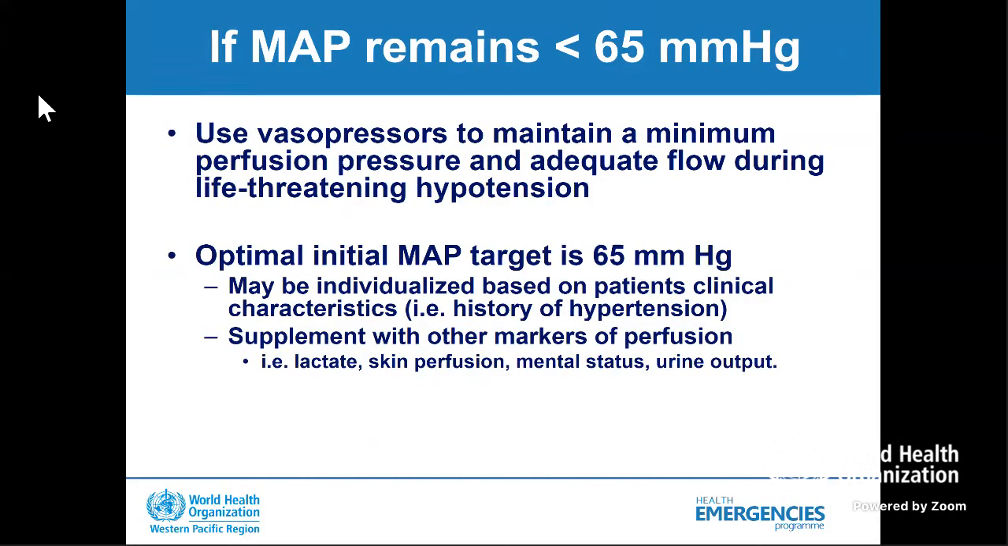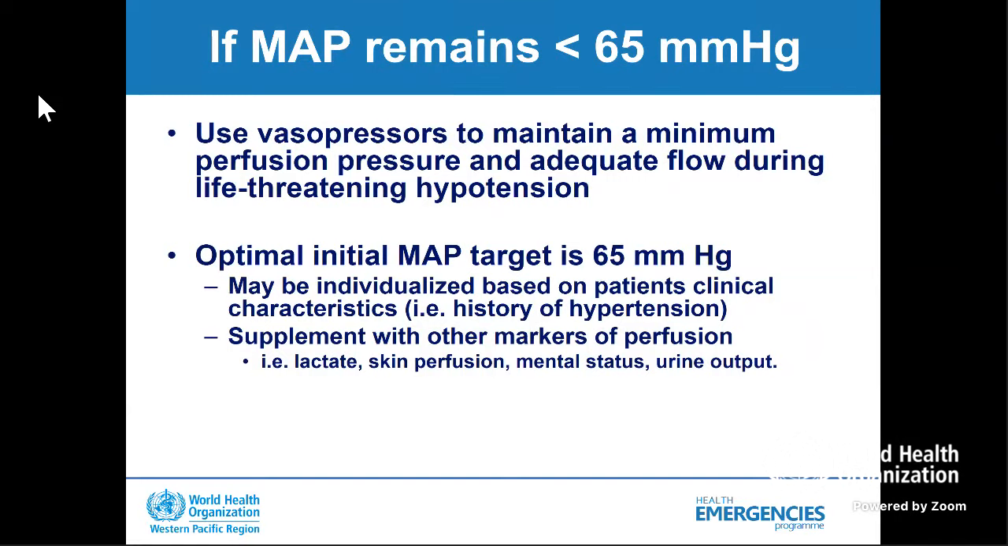If your mean arterial pressure remains less than 65, despite adequate fluid resuscitation, then next you start a vasopressor agent. The mean arterial pressure target, according to the guidance, is 65 millimeters of mercury in adults. However, you should individualize based on the patient's history. For example, if the patient has a history of hypertension, you may target a higher MAP, such as 70 or even 80.